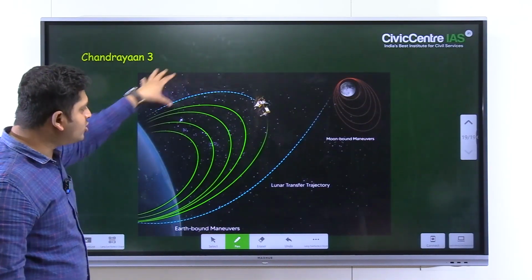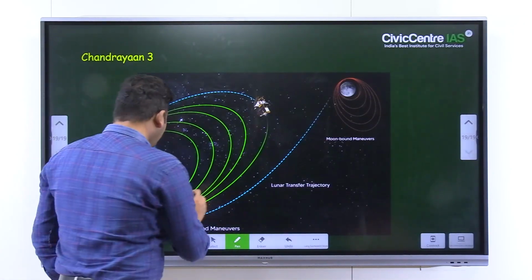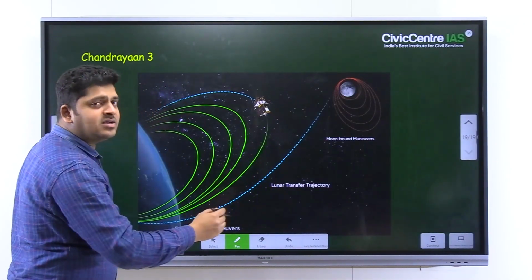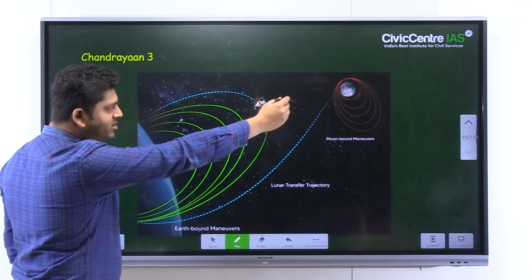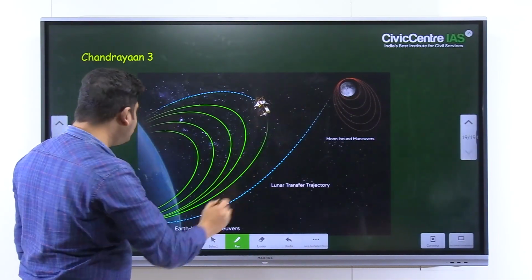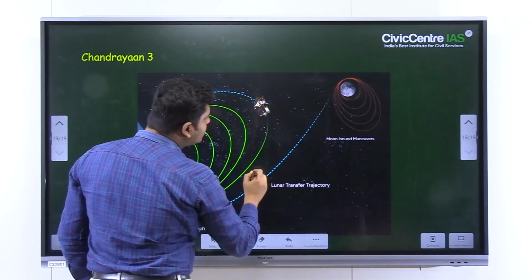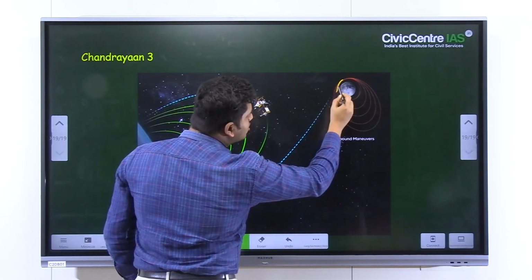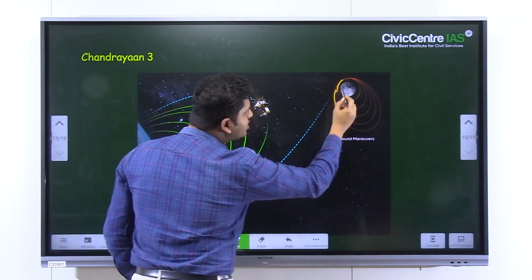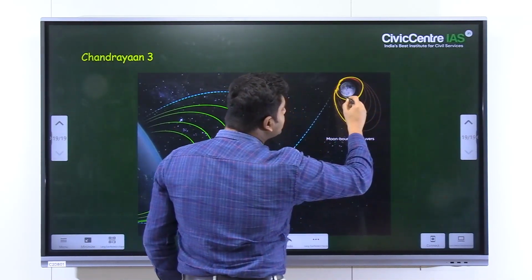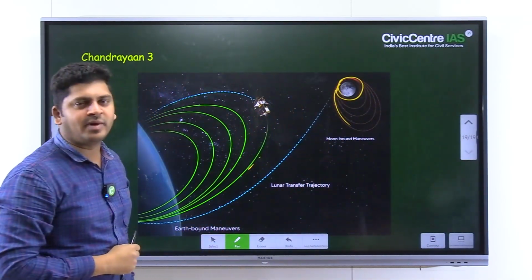For this I am going to show you a short example. When we sent Chandrayaan-3 around the moon, this is the geostationary transfer orbit it took, and from here it got transferred to get into the last orbit.